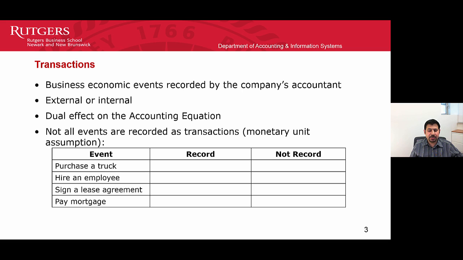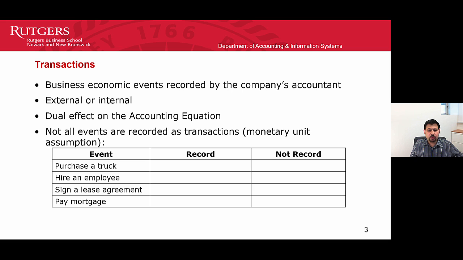Take, for example, buying an equipment for cash. So if you buy a computer for $1,000, your cash will go down, that's an asset, and your equipment, which is also an asset, will go up. Those two, remember that at all times the accounting equation must hold. In other words, assets must always be equal to liabilities and stockholders' equity.